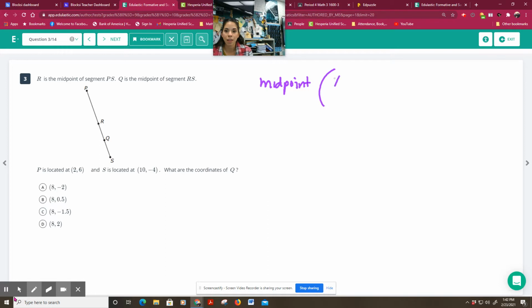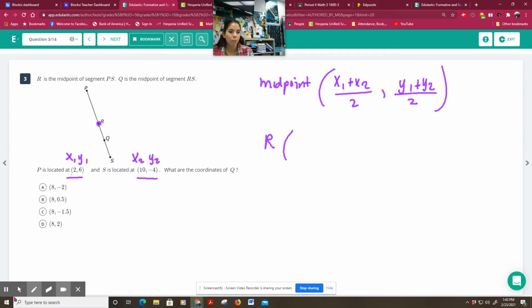It's where you take the x values of 2 points, you add them and divide them in half. And then you take the y values of the 2 points, add them and divide them in half. And whatever that is, that's the point for the middle, the midpoint. So let's first find the coordinate of R. We have P and S. P is 2, 6. S is 10, negative 4. So there's my x1, y1, x2, y2. So for point R, the midpoint would be 2 plus 10 divided in half. Those are the x values divided in half. The y values are 6 and a negative 4.